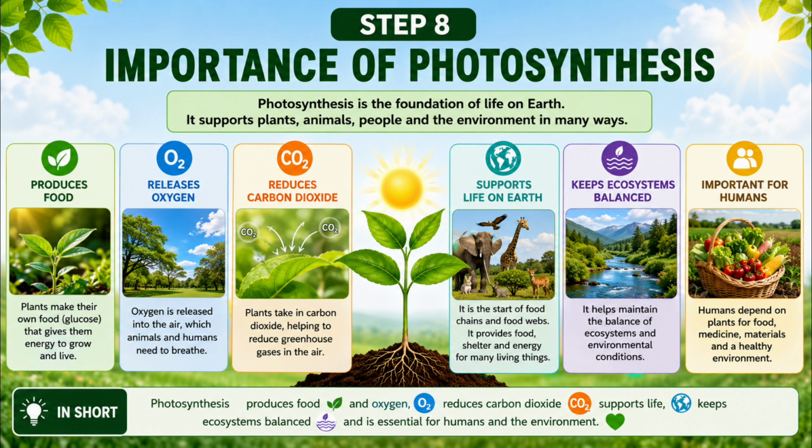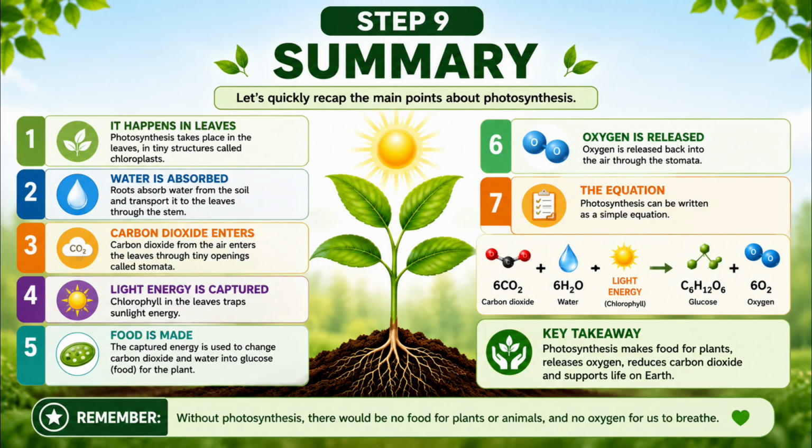In short, photosynthesis produces food, releases oxygen, removes carbon dioxide, supports life on Earth, keeps ecosystems balanced, and makes life possible for plants, animals, and humans. Let's bring everything together by reviewing the complete process of photosynthesis.